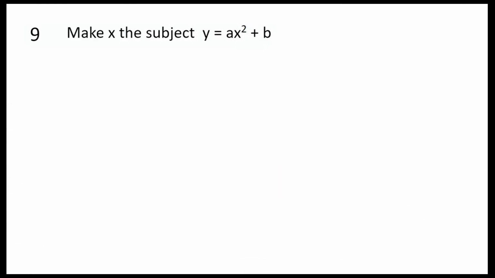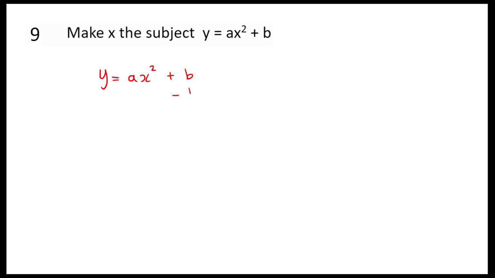Question 9 is about rearranging and changing the subject of a formula. In this particular case we want to make x the subject of y equals ax squared plus b. Now let's just have a think about the order of what we've done to x. We started off with x. The first thing we will have done is square it, then times it by a afterwards, and then plus b to it. So when we reverse it we want to do that but in the opposite order.